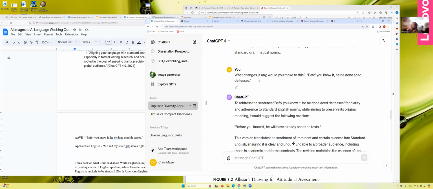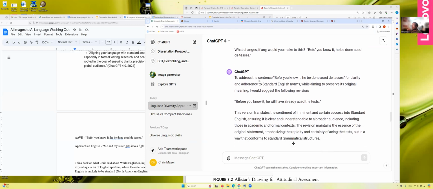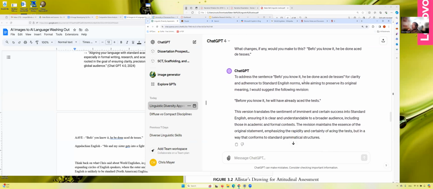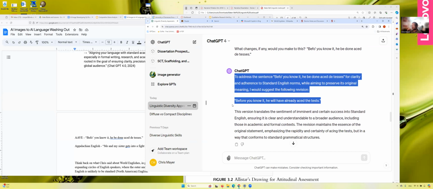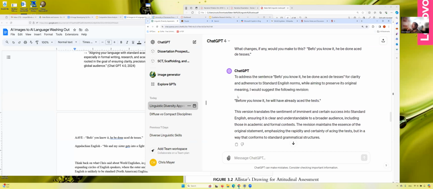Let's look into the examples with African American or Black English first. So I asked ChatGPT, and it automatically, right away, defaulted for clarity and adherence to standard English norms. I would suggest this. And then here we have the standard English: Before you know it, he will have already aced the tests. It says it ensures that it's clear and understandable to a broader audience, including those in academic and formal contexts. Clear preference for academic English.